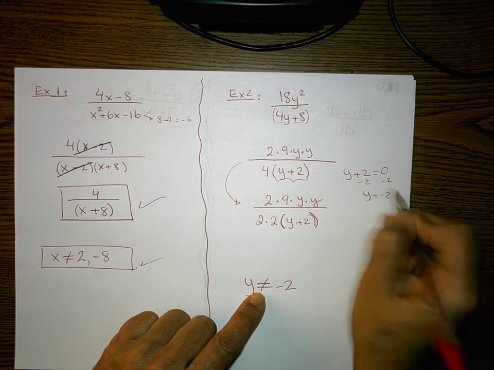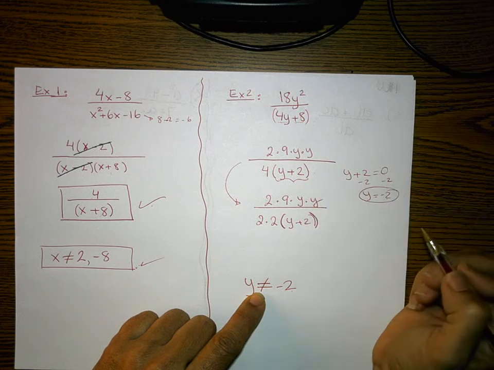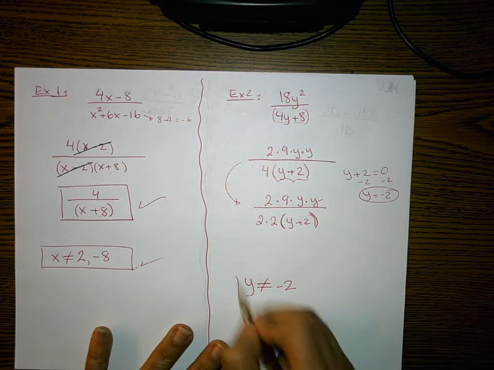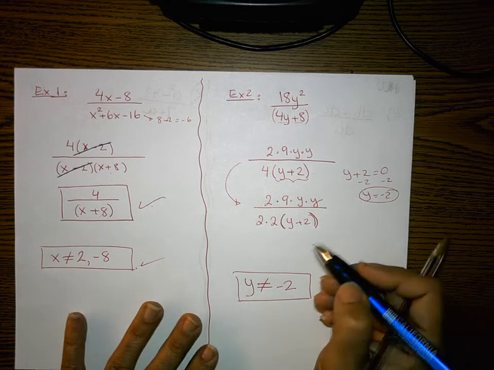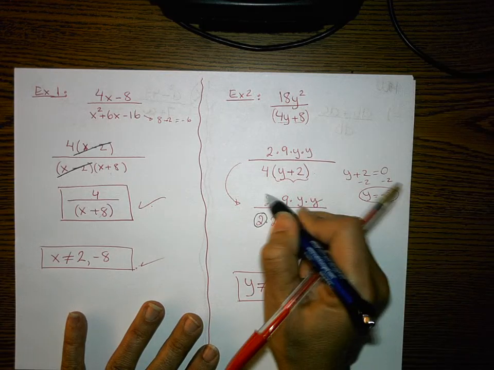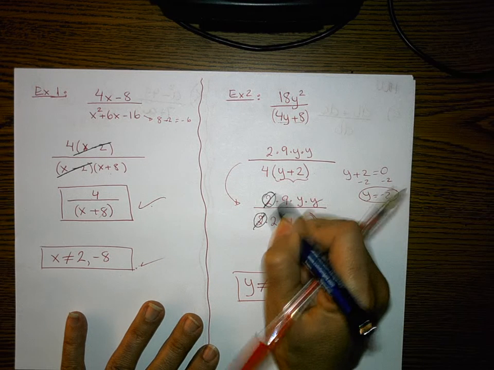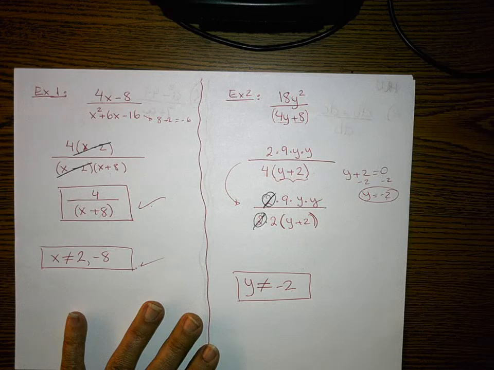Y equals negative 2 would give me a 0 on the denominator. Okay? So now I know that y cannot be a negative 2. Now I can go ahead and reduce it. The only common factors here are these 2's. So let me reduce it. And that is my final answer.